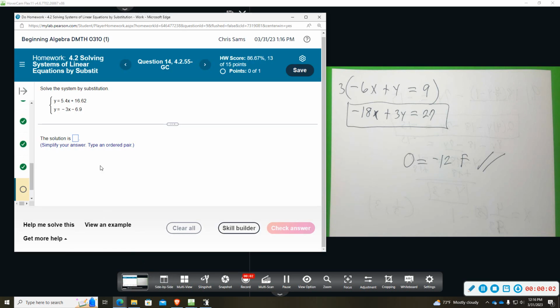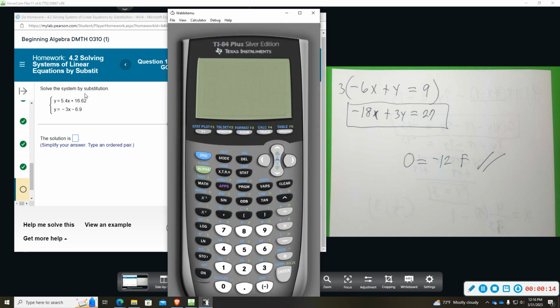All right, so this one wants me to solve this system by substitution, okay? I mentioned I'm going to solve it by the way that's easiest. I'm going to solve it by graphing. Now, since I don't have graph paper and I can't draw those tick marks out in their decimals, I'm going to use this graphing calculator.